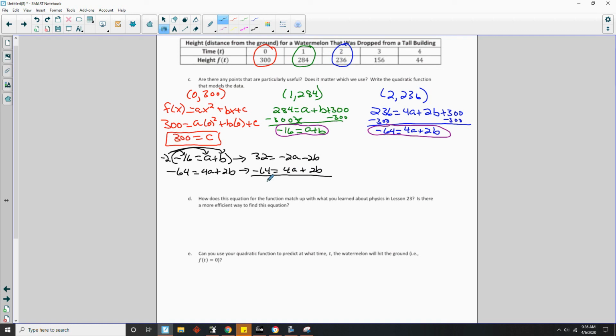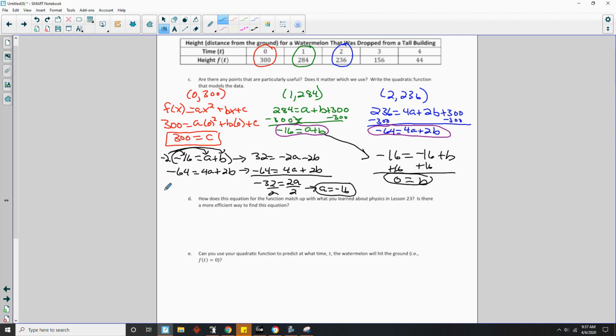And then when I solve this, I get negative 32 equals 2a, and that goes away. Divide by 2, and that gives me a equals negative 16. So now I have an a, I have a c, I just need b. I will use this equation here. Negative 16 equals a, which is negative 16, plus b. Well, if I add 16 to both sides, then I get 0 equals b.